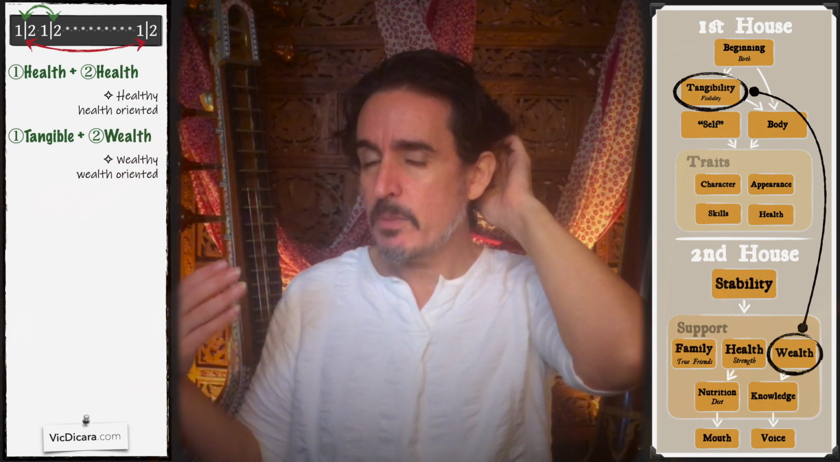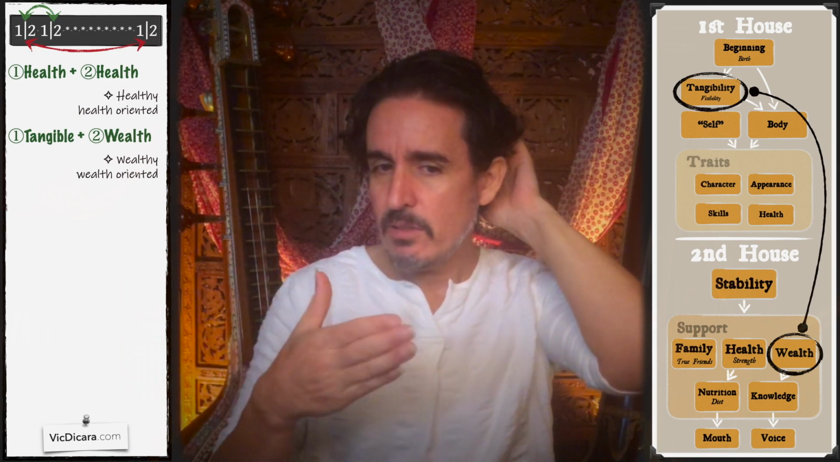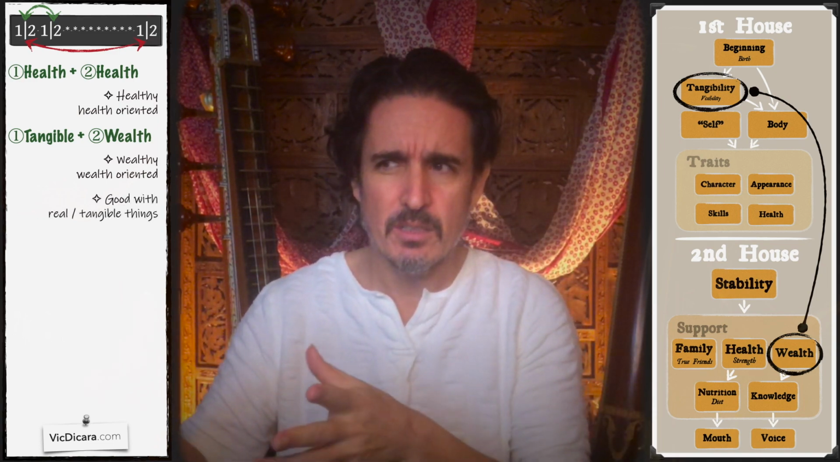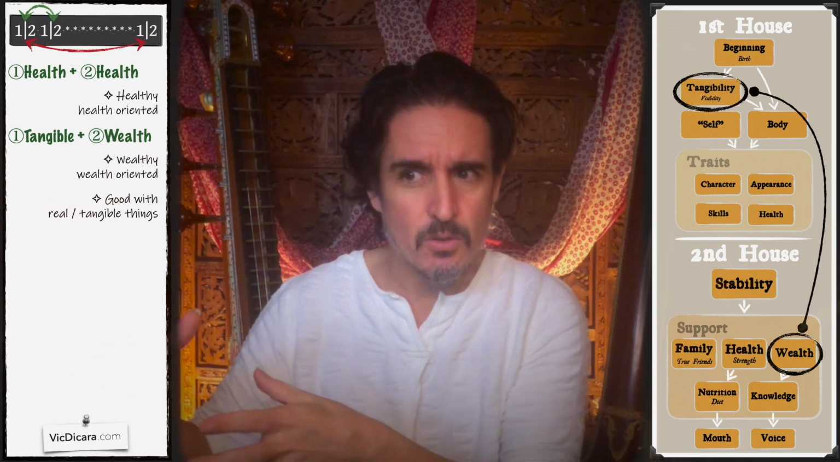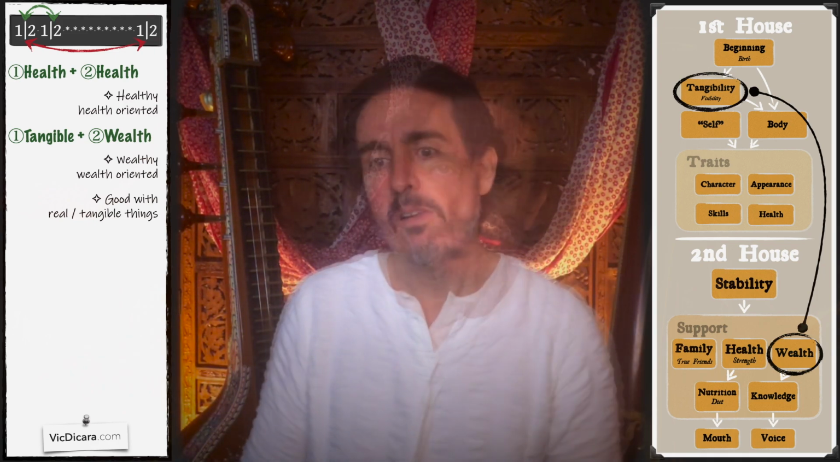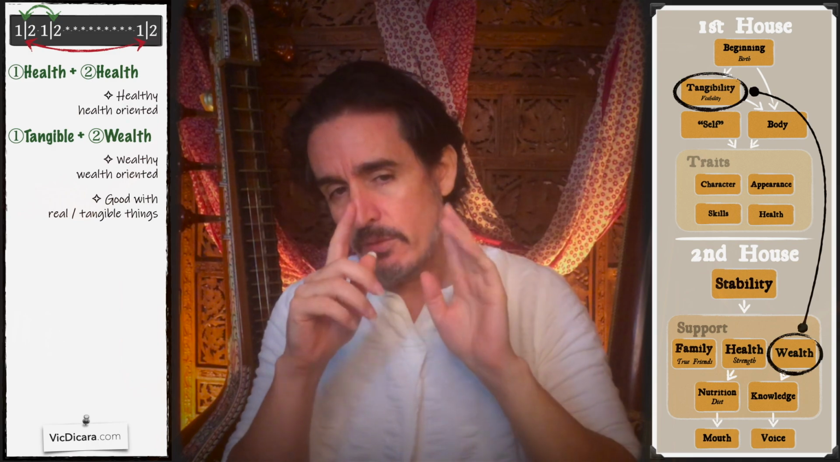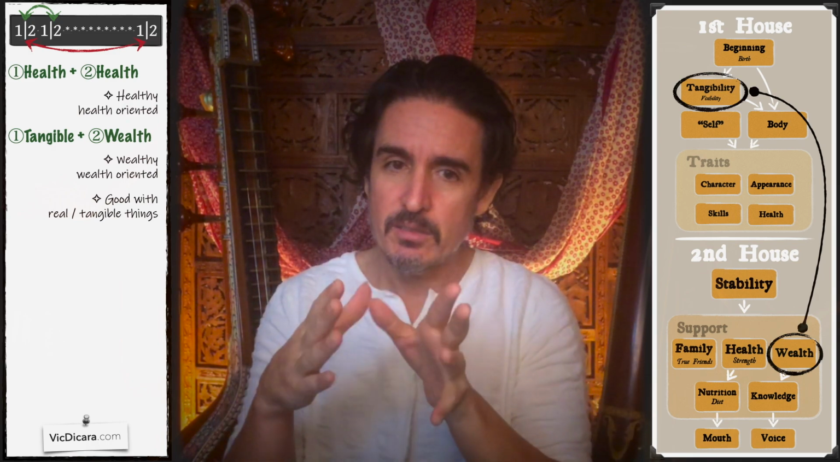And not just specifically with money, but when you have this sequence of 1-2, the people tend to be good with practical things, real things, touchable things. They tend to be down-to-earth or realistic. Again, this is the interpretation for if it's a sequence, or if you have first lord in the second house or second lord in the first house.